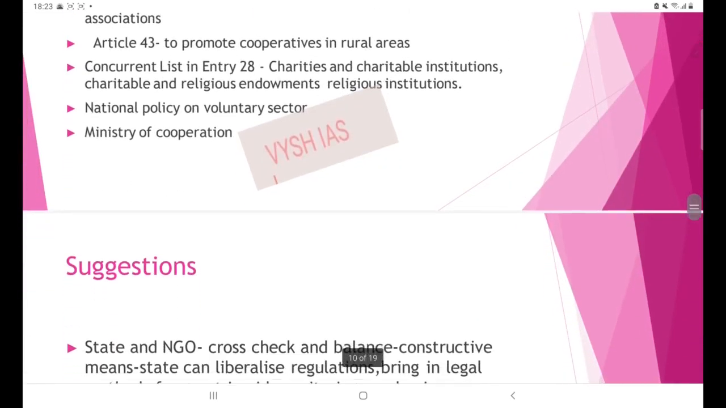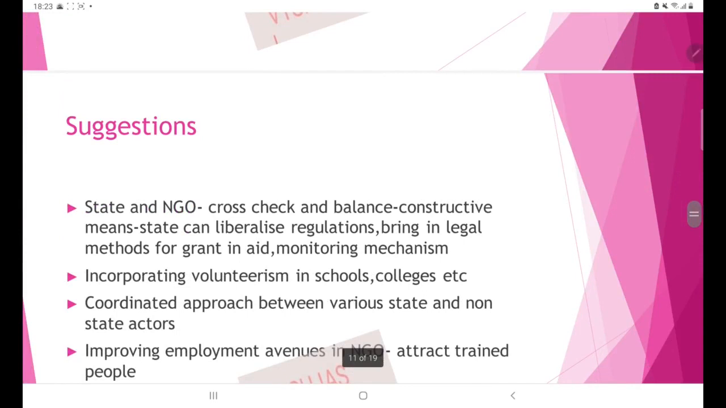Okay, so next is suggestions or the way forward. What other steps can we take for improving the plight of NGOs and how can we increase the potential of NGOs as a tool of development? So first, the state and NGOs should work in an aiding manner. So no one should dominate the other. So they can actually aid each other.